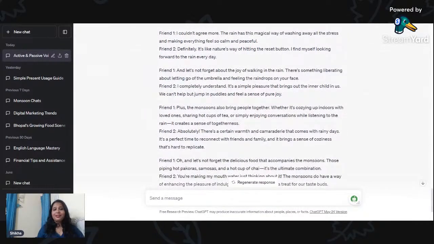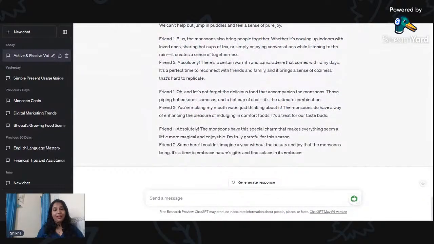Friend two: Definitely, it's like nature's way of hitting the reset button. I find myself looking forward to the rain every day. Friend one: And let's not forget about the joy of walking in the rain. There's something liberating about letting go of the umbrella and feeling the raindrops on your face. Friend two: I completely understand. It's a simple pleasure that brings out the inner child in us. We can't help but jump in puddles and feel a sense of pure joy.